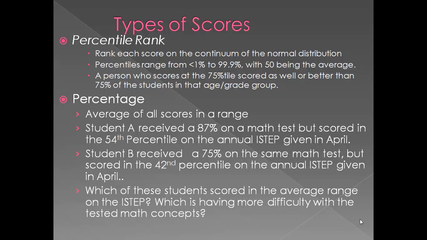So typically they are both in the average range. When you're explaining this as a teacher to a parent who comes in with their I-STEP scores, and they're going, I do not understand this. Johnny is just doing so terribly in math. And you're like, well, actually he's in the average range.